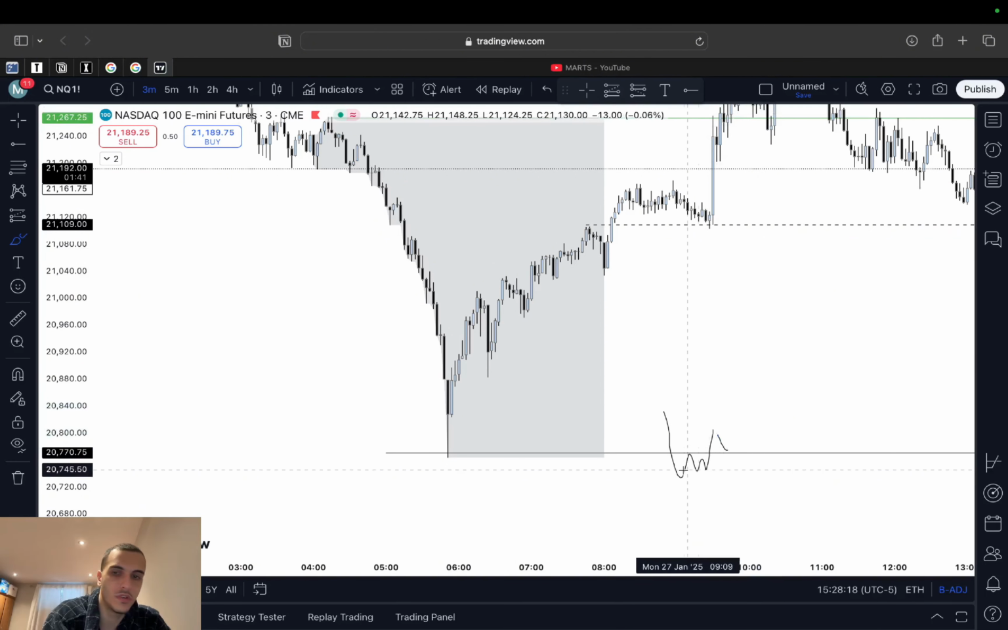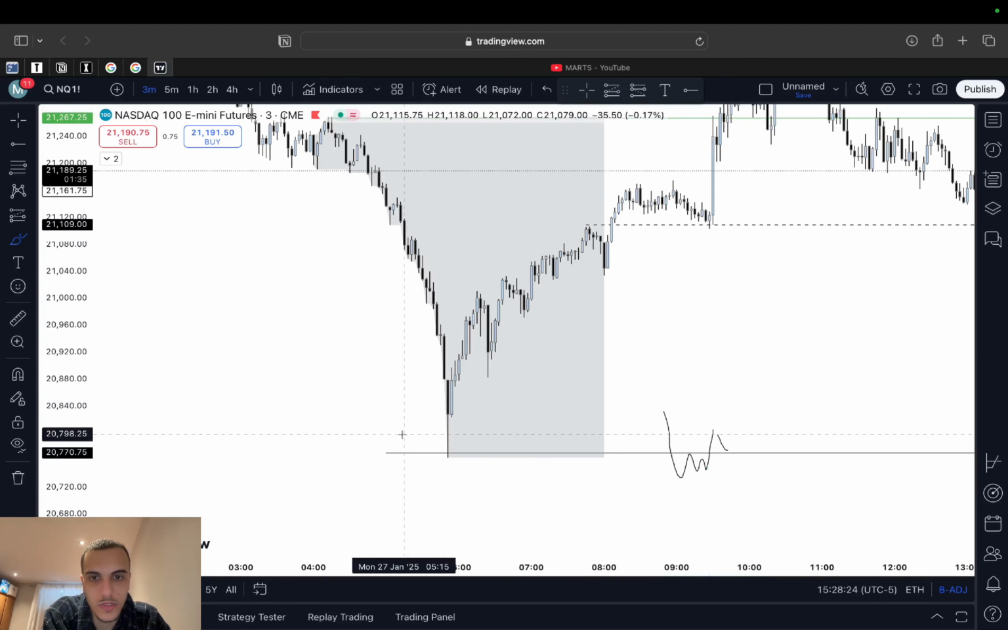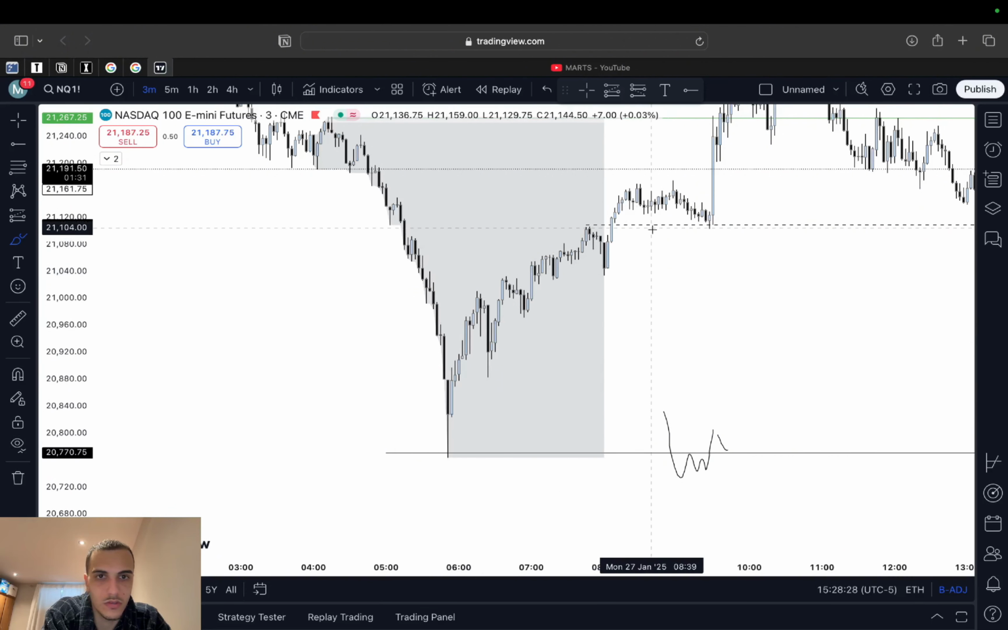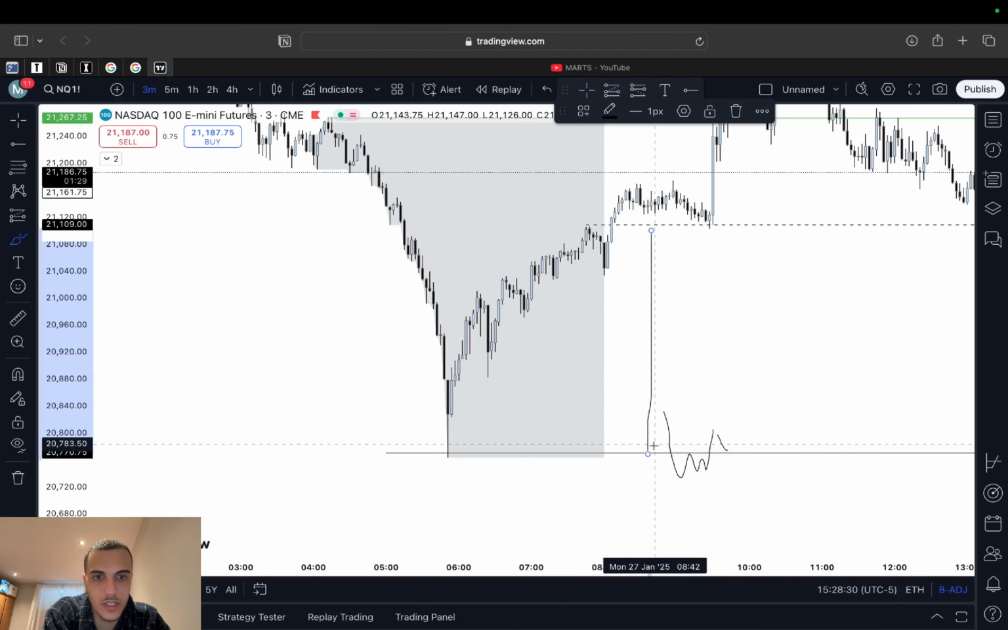Or what I'm looking for is a fair value gap fill, or sometimes it just comes like this wick. So let's say the candle drops straight into this line. So I got confirmation that this line is still a valid entry point, and then I'm waiting for the next candle, the retrace, to start. Then I enter from here.